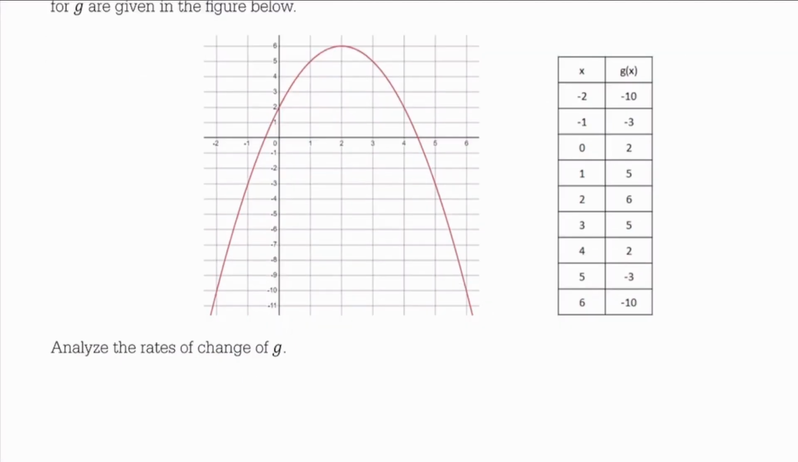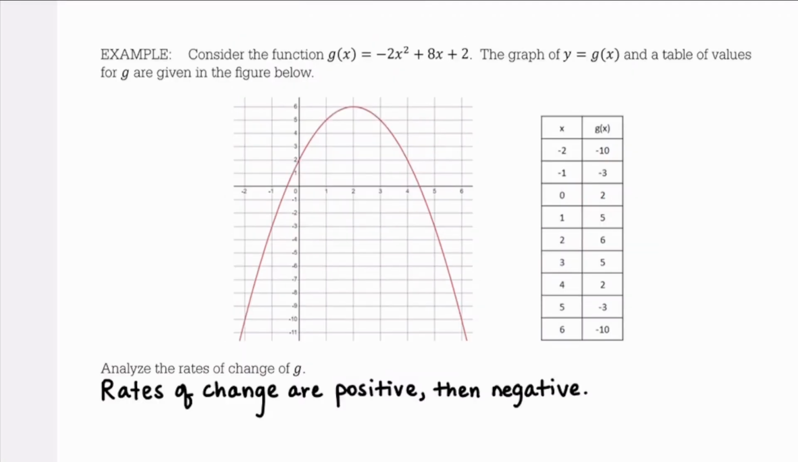When it says analyze the rates of change of g, I don't exactly remember what I was thinking when I wrote this, but I don't think I meant for us to go in and compute the average rates of change again and do the exact same thing. I think what I was envisioning was for us to look at the picture of this graph and say, well, x equals 2 is really where all the action's happening, where it changes from increasing to decreasing. And so I think what I meant to say is that the rates of change of g are going to be positive before x equals 2 and negative after x equals 2.